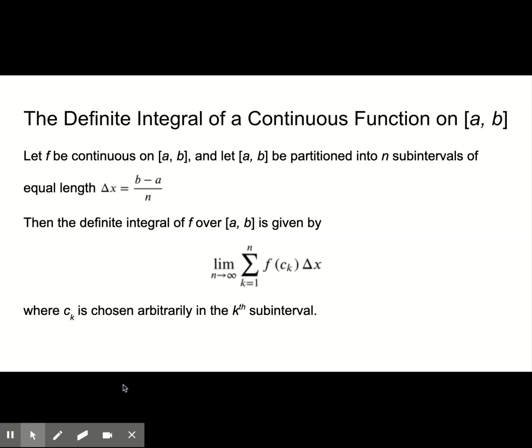Let's unpack this formula. Delta x is the width of a rectangle. F of c sub k is the height of the rectangle. We can use the height at the left side or the right side or somewhere in between, like the midpoint. It doesn't matter. If our velocity function is continuous, the limit is the same no matter how we choose to do the height. Then we are adding up all the areas of the rectangles and taking the limit as the number of rectangles increases to infinity.